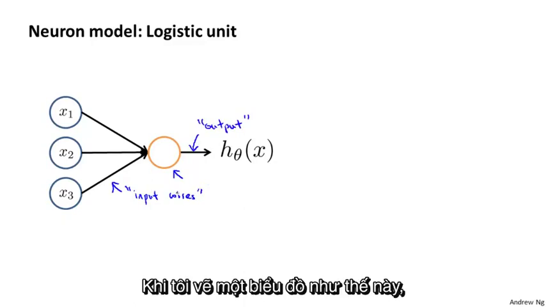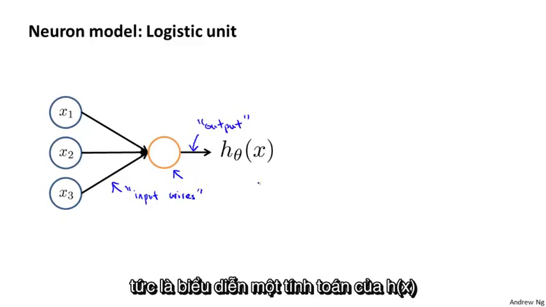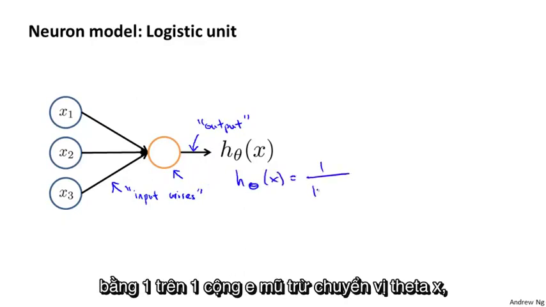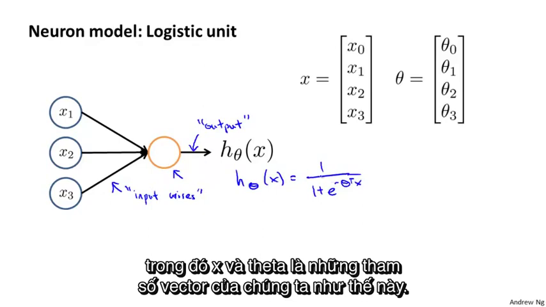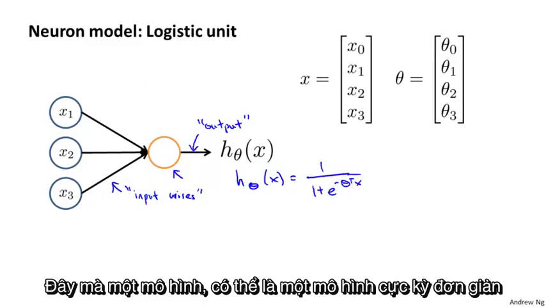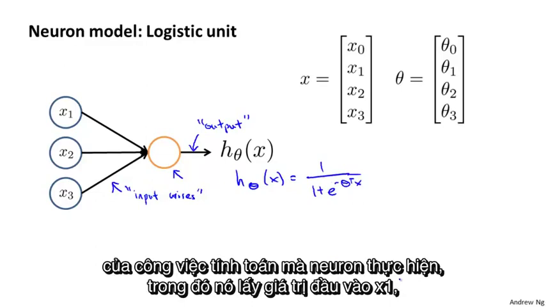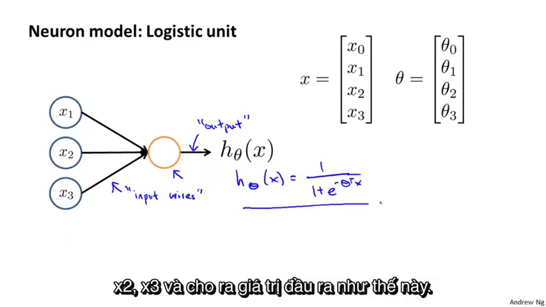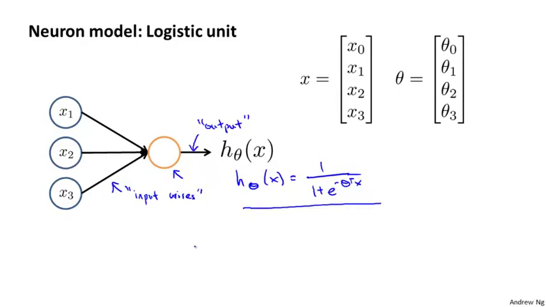or in the biological neuron, this was the axon. And whenever I draw a diagram like this, what this means is that this represents a computation of h of x equals 1 over 1 plus e to the negative theta transpose x, where as usual, x and theta are our parameter vectors, like so. So this is a very simple, maybe vastly oversimplified model of the computation that a neuron does, where it gets a number of inputs, x1, x2, x3, and it outputs some value computed like so.